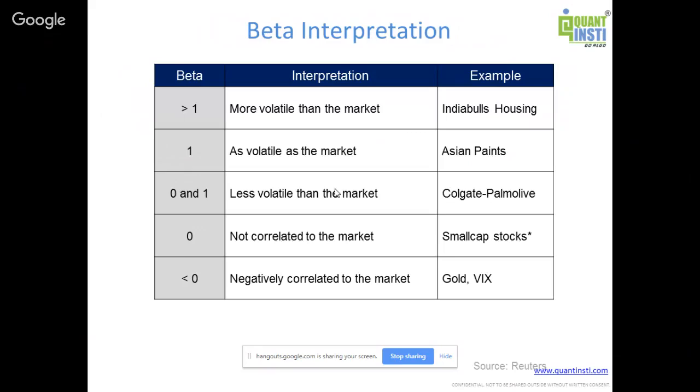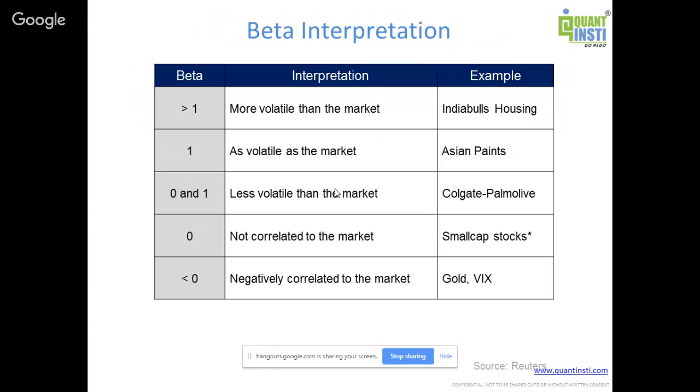The next is beta of 1, which is as good as the market. There are very few stocks of this nature. Asian Paints is one of them. Then beta between 0 and 1, which is TCS, which we already saw, and Colgate Palmolive, which everyone is aware of. So it doesn't matter if the market keeps moving 1-2%, it will stay within a narrow range of its own, and your portfolio won't be volatile if you invest in such kinds of stocks.